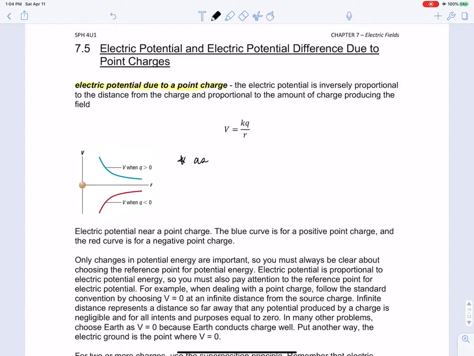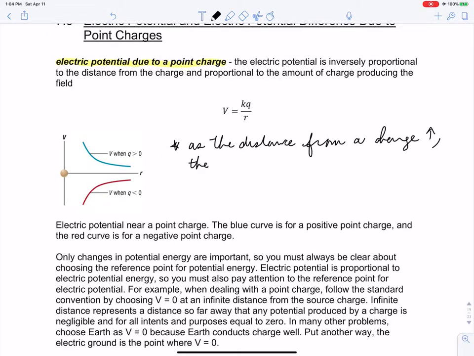We can say that as the distance from a charge increases, the electric potential decreases. And if we look at this graph, we can see this inverse relationship. We know that as R approaches infinity, the electric potential becomes zero.